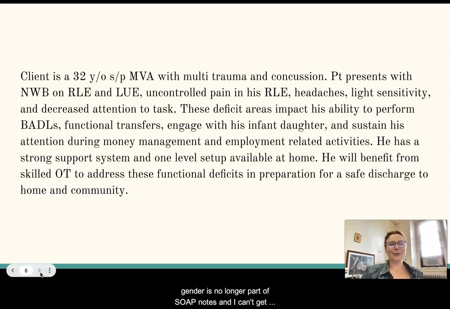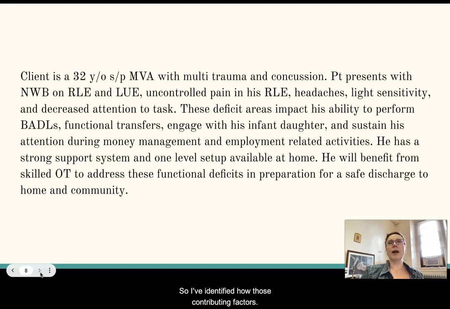Gender is no longer part of SOAP notes, and I can't get that out of my head. Client is a 32-year-old status post motor vehicle accident with multi-trauma and a concussion. Presents with non-weight bearing on the right lower and left upper extremity, uncontrolled pain in his right lower extremity, headaches, light sensitivity, and decreased attention to tasks. So I've outlined what the contributing factors are. These deficit areas impact his ability to perform BADLs, functional transfers, engage with his infant daughter, and sustain his attention during money management and employment-related activities.